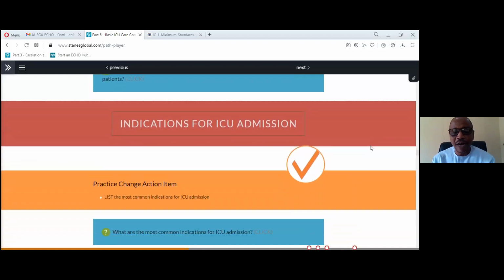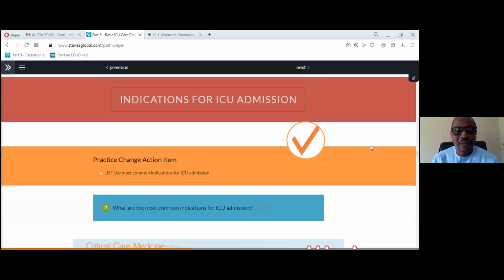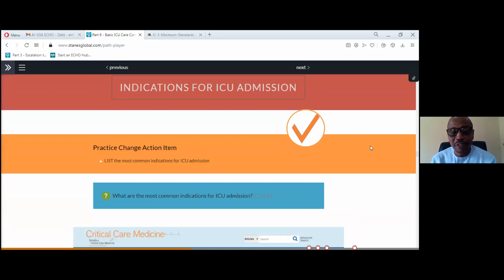Now we go to indications for ICU admission in general. At the end of this, we should be able to list the most common indications for ICU admissions. So we have questions and also a link for resource there. So I will call on Henry to guide us through this quickly. Henry, are you with us? Good afternoon once again, everybody.